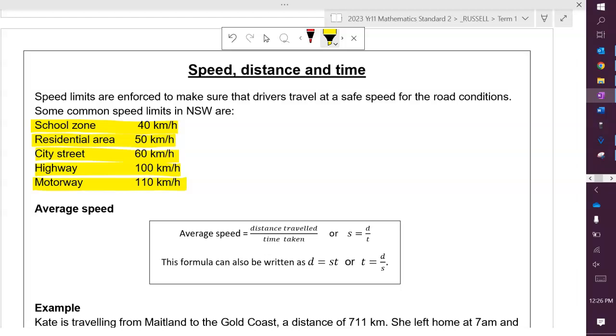We can calculate the average speed using the distance travelled over time taken, or simplified, S equals D over T. It can also be written as, if we're trying to find the distance, distance equals speed times time, or finding time, which is distance over speed. That's just by rearranging that formula.